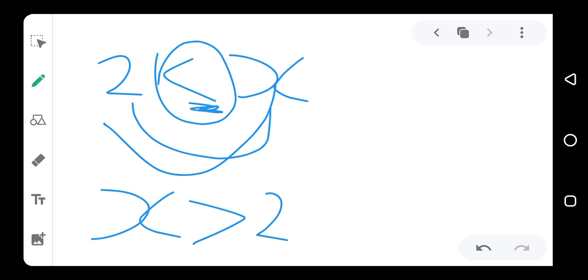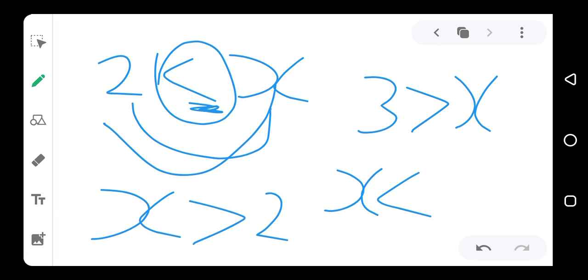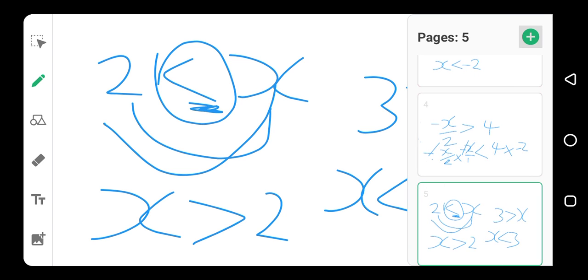If we have 3 is greater than x, if we change the position, it is going to be x is less than 3. So the 3 things that will change the sign are dividing both sides by a negative number, multiplying both sides by a negative number, and changing the position of the terms in the inequality. Now with this, we can solve some examples.